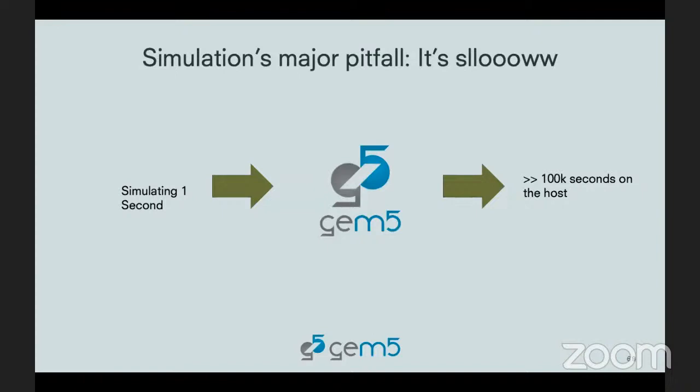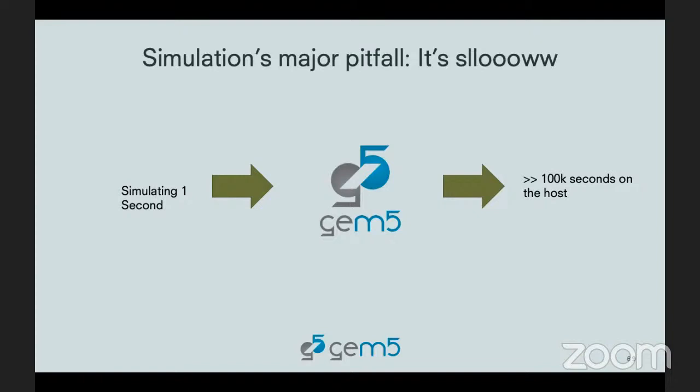Simulation's major pitfall is that it's excruciatingly slow. We have some benchmark applications that will take weeks to complete if run in certain conditions. Generally, as a rule of thumb, if you want to simulate 1 second, it will take over 100,000 seconds on the host machine. And that's a low ball estimate. I think you can get up to probably 1 million, dependent on certain configurations.